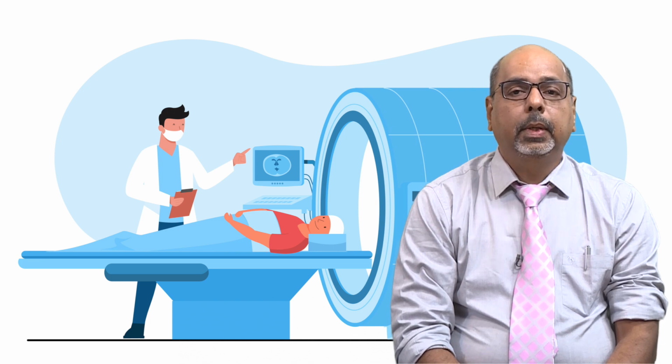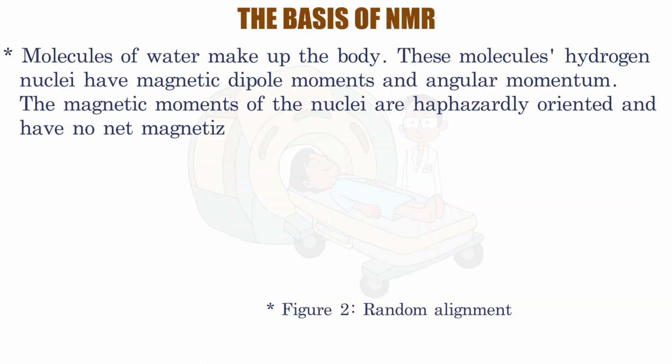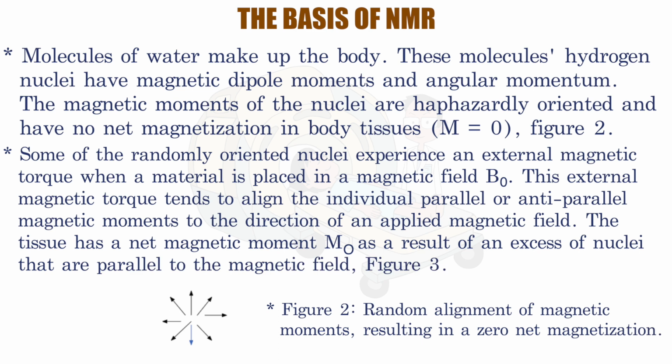Now we will see the basics of NMR. Molecules of water make up the body. These molecules' hydrogen nuclei have magnetic dipole moments and angular momentum. The magnetic moments of the nuclei are haphazardly or randomly oriented and have no net magnetization in the body tissues, so magnetization M is equal to 0. You can see in figure 2 random alignment of the magnetic moments resulting in 0 net magnetization in the absence of a field, when B naught is equal to 0.